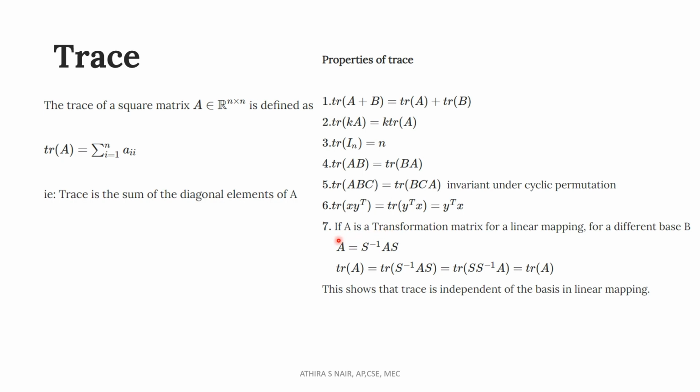X. If A is a transformation matrix for a linear mapping for a different basis B, A tilde is equal to S inverse AS. Trace of A tilde is equal to trace of S inverse AS. That is, trace of S inverse AS is equal to trace of A. This shows that trace is independent of the basis in a linear mapping.